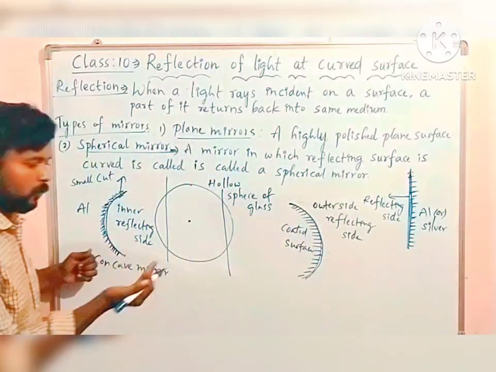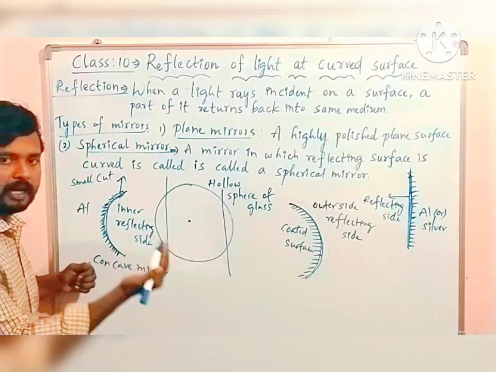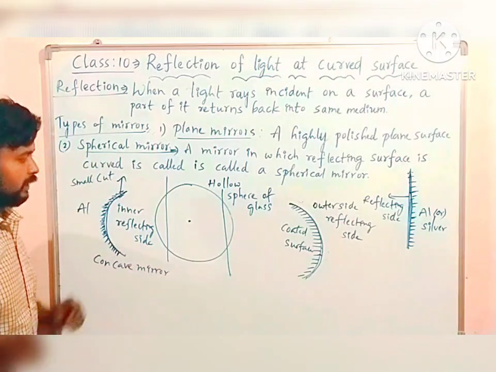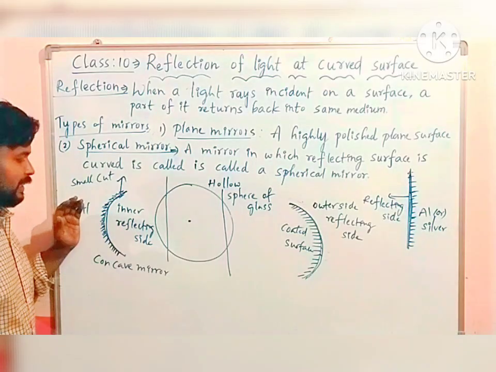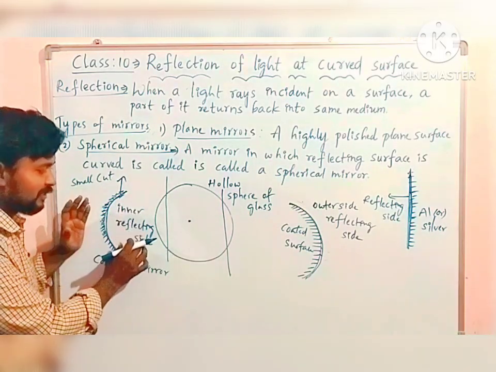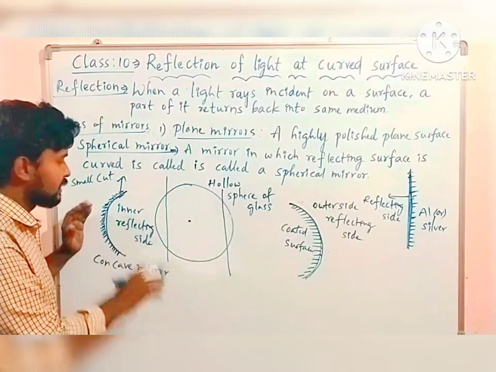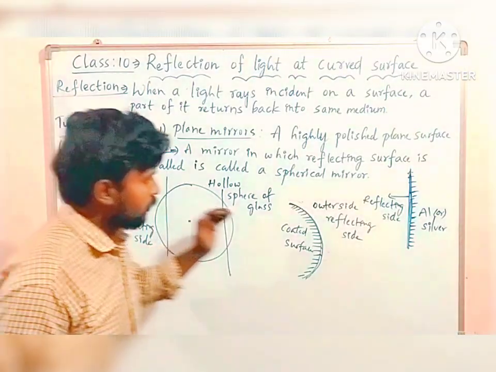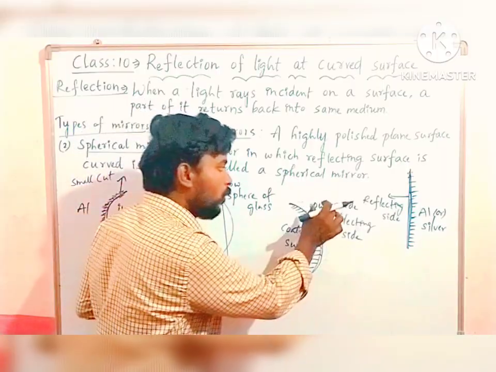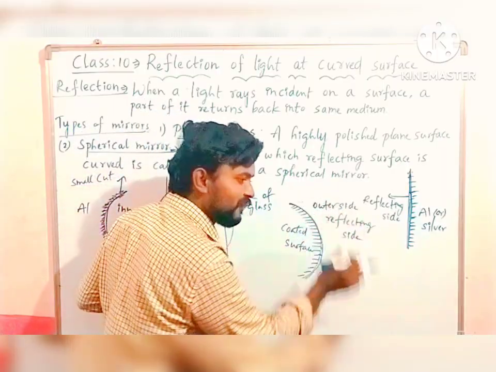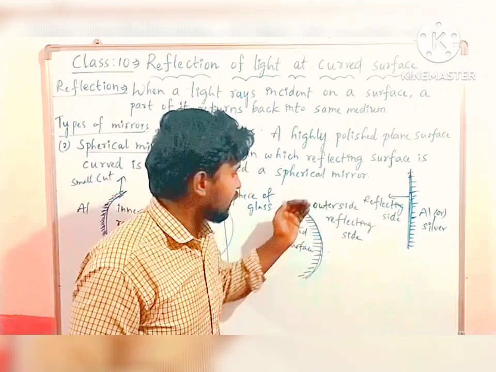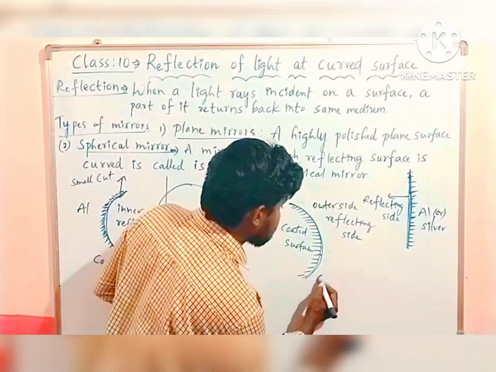When we look at the inside hollow of a spoon, we can say it is a concave mirror. Again, a concave mirror is a spherical mirror in which the inner surface acts as a reflecting surface. A convex mirror is a spherical mirror in which the outside surface acts as a reflecting surface. This is a convex mirror.